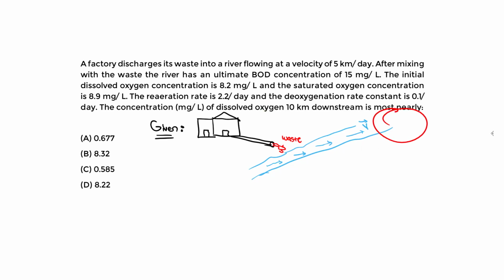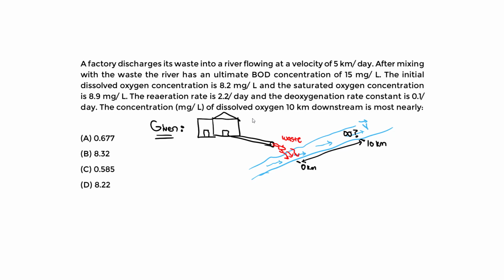So downstream is going to be somewhere down here. We start at 0 km here, and we're going to find the dissolved oxygen concentration somewhere down here. Let's assume 10 km is here. We will find the DO value downstream, after the waste has been mixed. Note that the waste is going into the river. That's the basic picture.